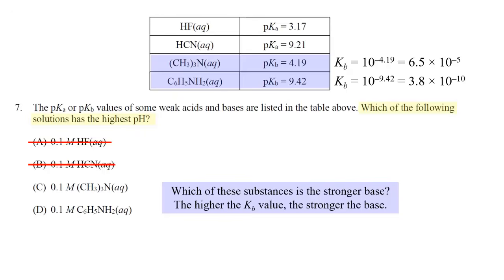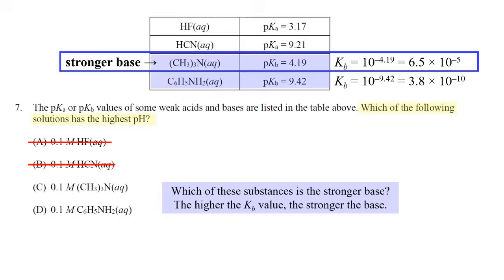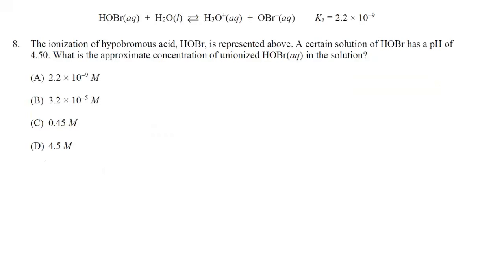So the correct answer to question 7 is whichever substance is the stronger base, it's going to have the larger Kb value. So that would be trimethylamine, which has a larger Kb value of 6.5 times 10 to the negative 5. So the correct answer to question 7 is choice C. Now, let's take a look at question 8.